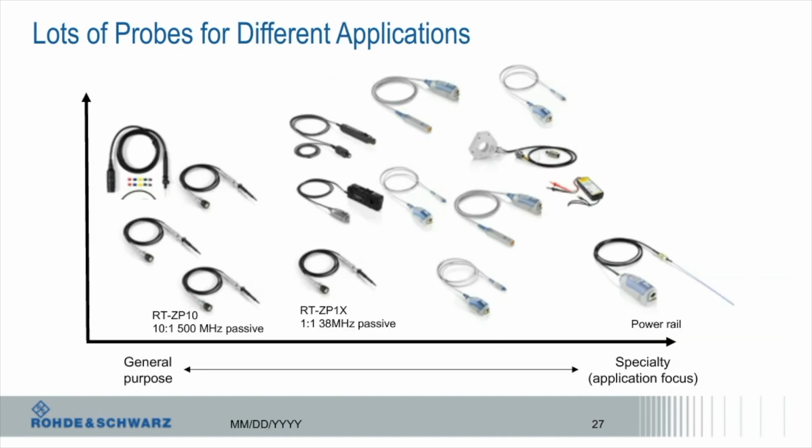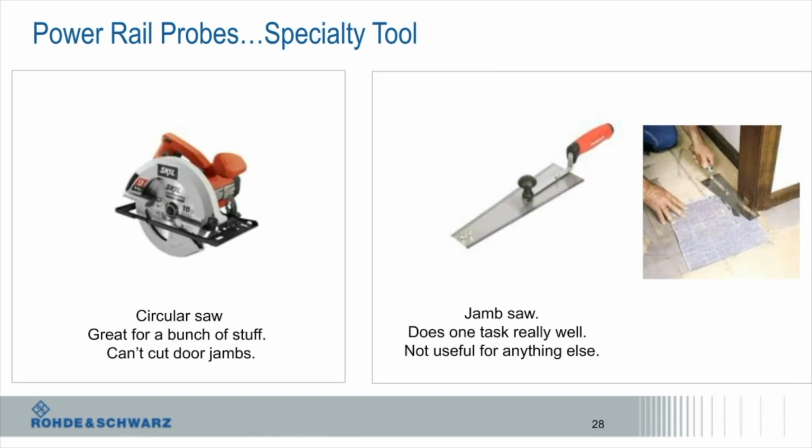Oscilloscope manufacturers offer a variety of different probes. Some are general purpose and perform well for a variety of tasks. Others, like the power rail probe, are specialized and excel at just a few tasks. In the case of the power rail probe, it's uniquely designed to measure power rails. Let me talk a little bit about power rail probes and provide an analogy of them being a specialty tool.